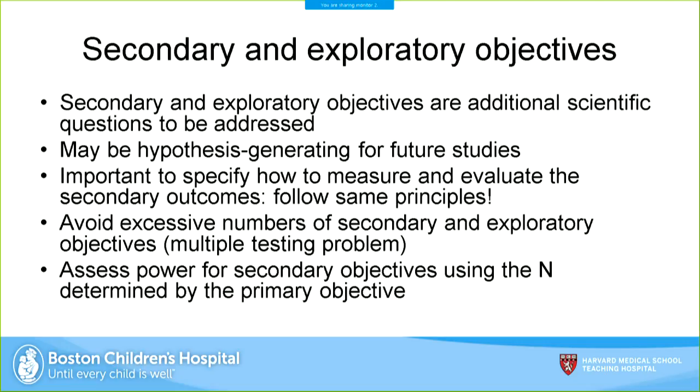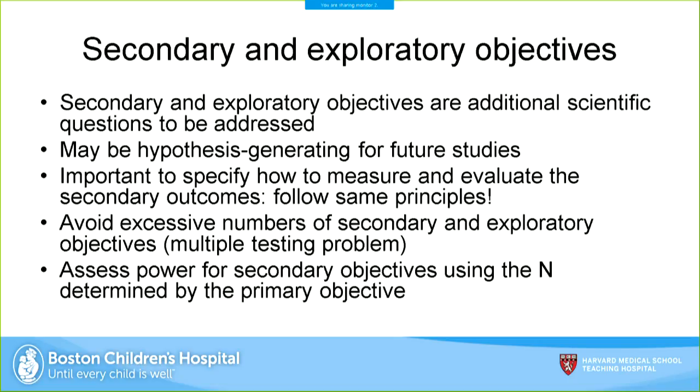Now for secondary and exploratory objectives, these are some additional scientific questions that you want to investigate. But they're different from the primary objective in that they're more for hypothesis generation, for future studies, or simply to collect data so you can design a future study. But it's still important to specify how you're going to measure and evaluate these secondary and exploratory outcomes. You still want to follow the same principles for all objectives. And again, we want to avoid excessive numbers of secondary and exploratory objectives because you might encounter a multiple testing problem.